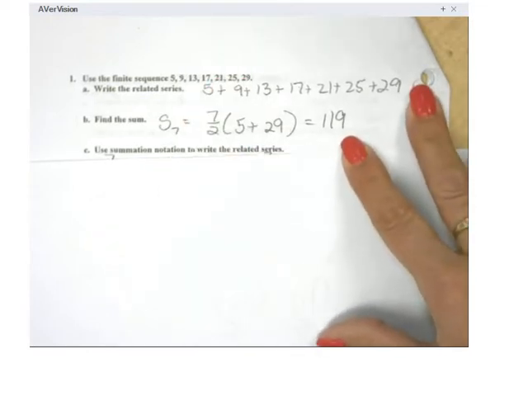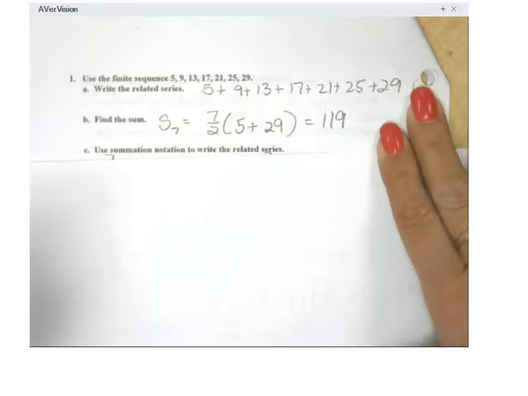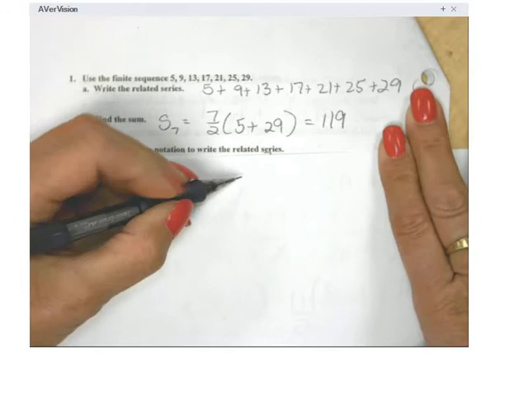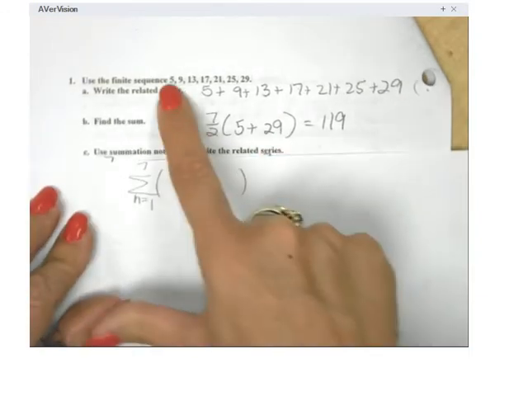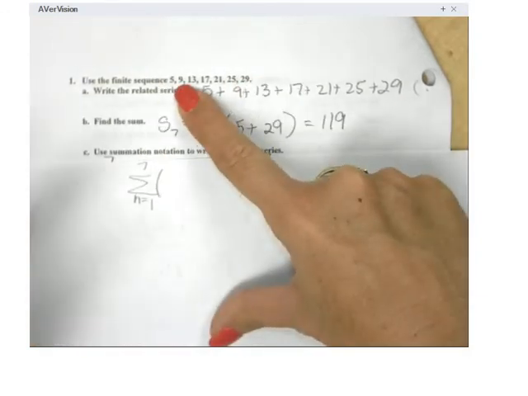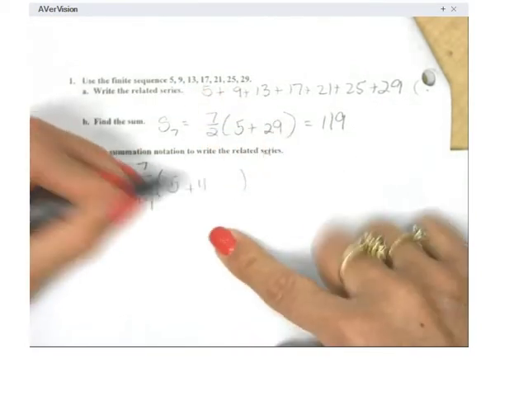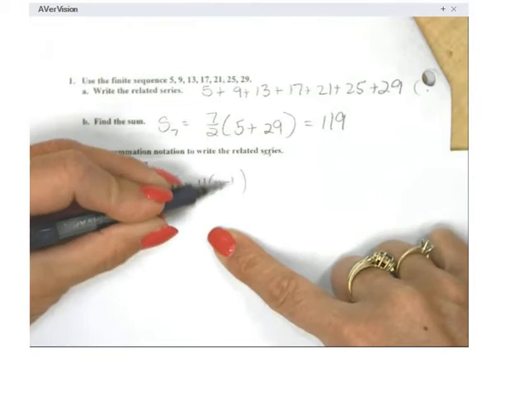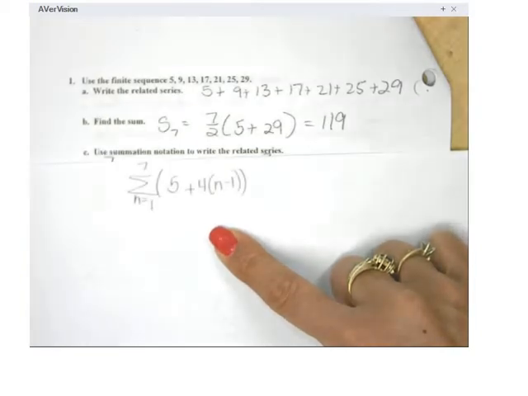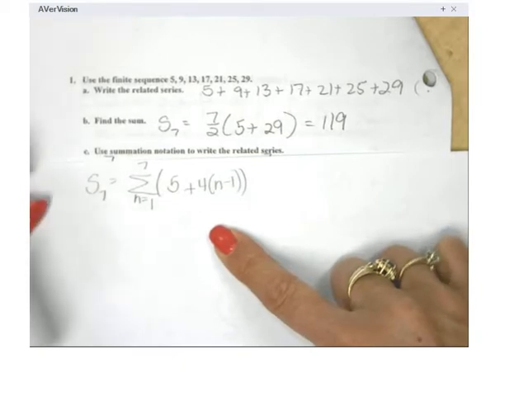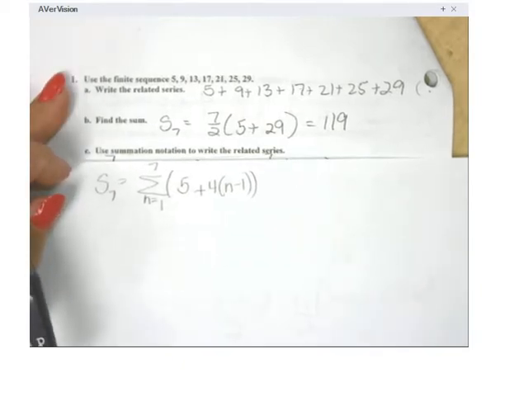Now if I'm going to write it in sigma notation, remember I'll have my sigma. I'll start with n being 1. I'm going to be adding up 7 terms. Now I need the explicit rule for generating this sequence of numbers. And then we know we start with 5, and we keep adding on 4, and we would do that n minus 1 times. And that will generate the sum of those 7 numbers. So that's my sigma notation for writing it out.